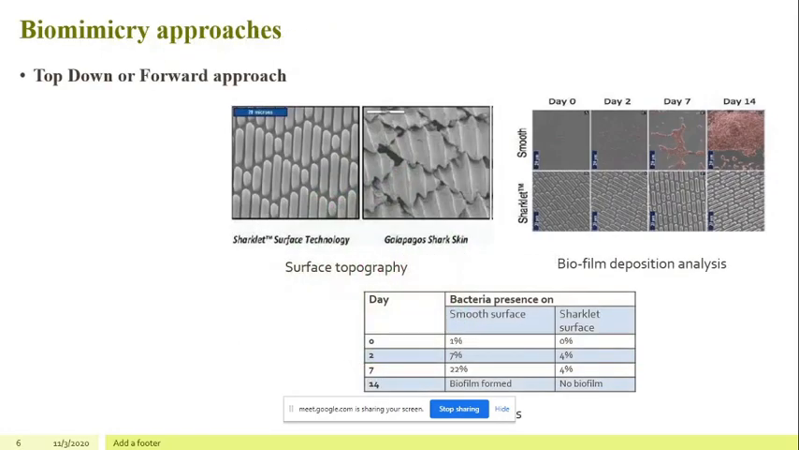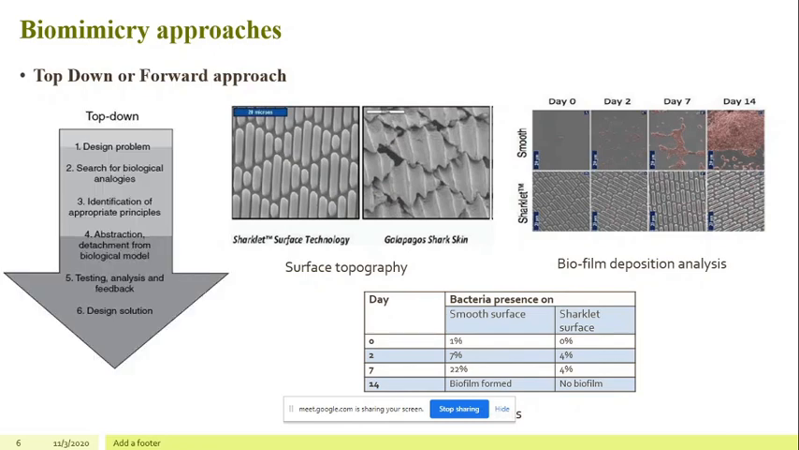So now there are two approaches to how we move forward in biomimicry. One is the top down approach and the second is the bottom up approach. So in the top down approach, we first identify any design problem, then search for relevant biological analogies, and then identify appropriate principles and see whether they are applicable in our model, and then do testing, analysis, take feedback, improvise our design, and present the solution.